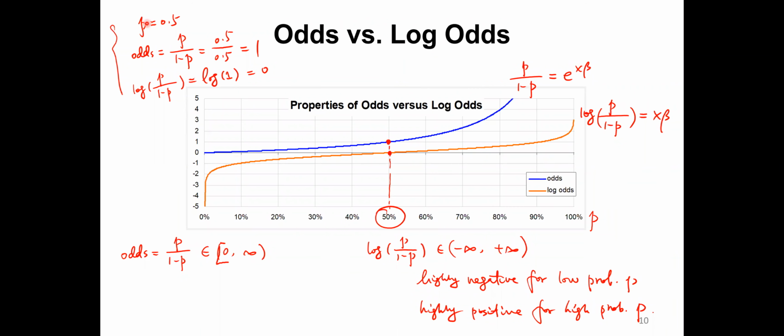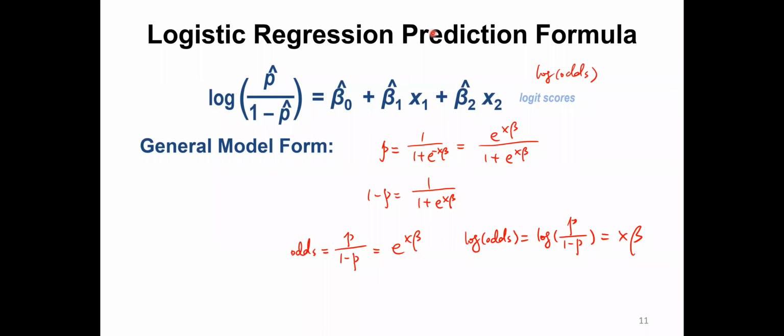So in this equation, P equals 0.5, and then we calculate the odds. The odds equal 1, and the log odds, log 1, equals 0. So this is why it's right here. Now, the logistic regression prediction formula is actually log odds equals beta 0 plus beta 1 x1 plus beta 2 x2. This is called a Logit score, also called log odds.